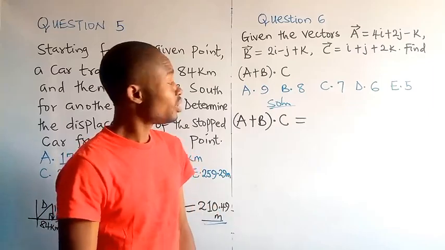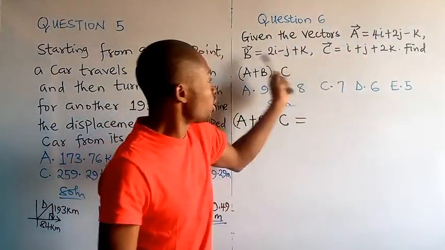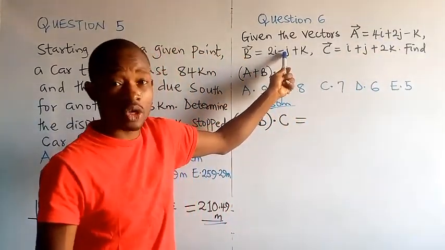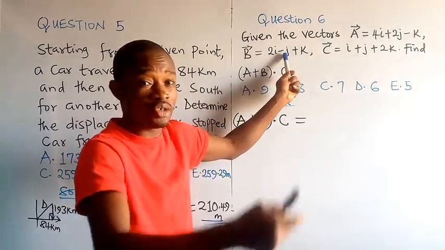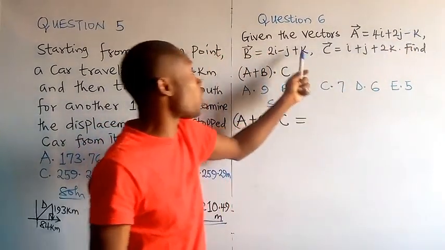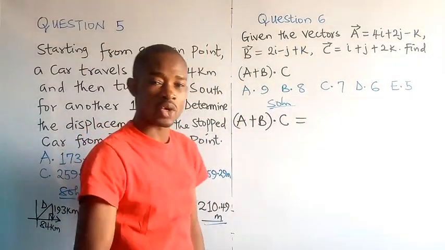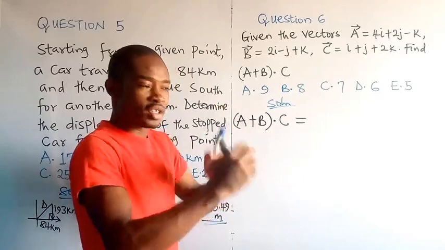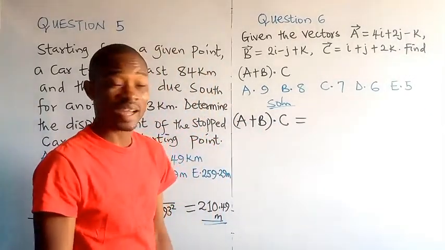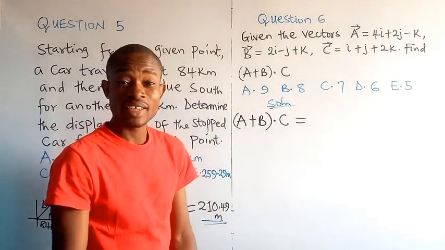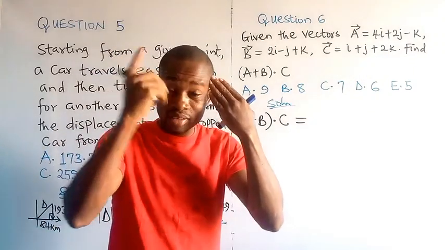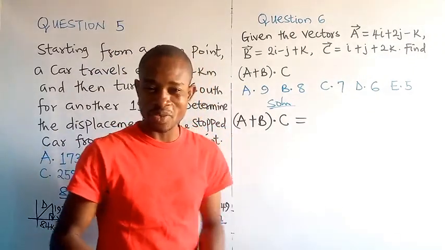This is CBT. You know, A plus B: 4 plus 2, you get 6i. 2 plus minus 1 would give you 1j. And then, of course, minus 1k plus 1k will give you 0. The k guy goes off. That gives you a two-dimensional vector, which you now do its scalar product with vector C. And you can still move on to solve that without showing any working. The network of your brain, I tell you, is sufficient to do the work for you.